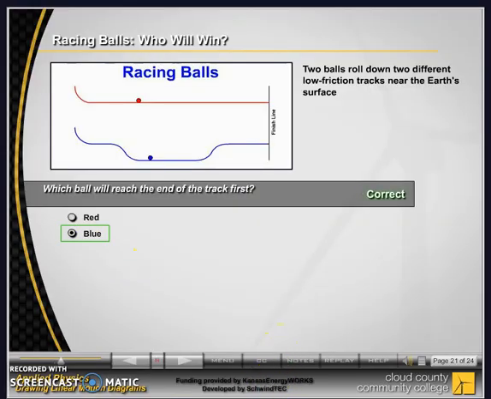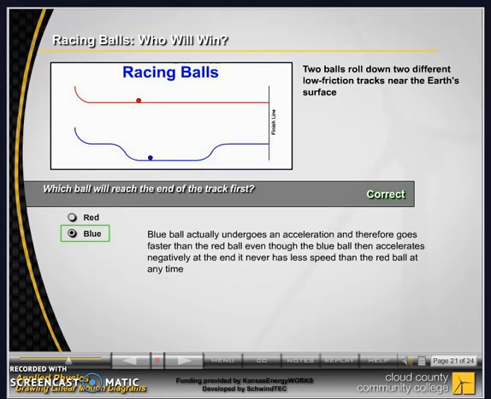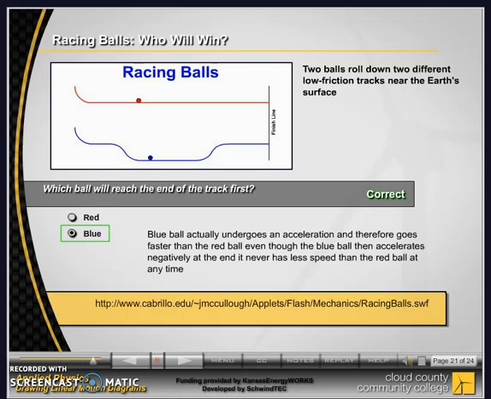The answer is the blue ball. Why? Because the blue ball actually undergoes an acceleration and therefore goes faster than the red ball, even though the blue ball then accelerates negatively at the end. It never has less speed than the red ball at any time. Click on the following link to see the answer, and it should help you with any confusion that may arise.